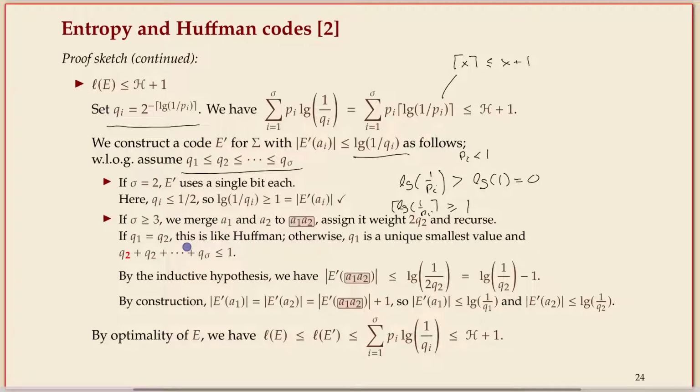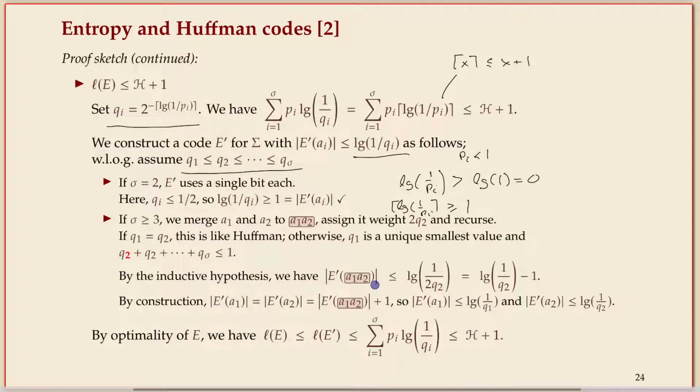If the frequencies of the two least frequent symbols are identical, then this does the same as Huffman. But if one of them is slightly smaller, then we know this is still summing to at most 1, because it's from Kraft's inequality again. So that means we can, instead of Q1, also use Q2, and we still get Kraft's inequality. So there was some slack in the rounding. Then we use the code that we construct from the recursive call. There we use the inductive hypothesis to show that this inequality is true.